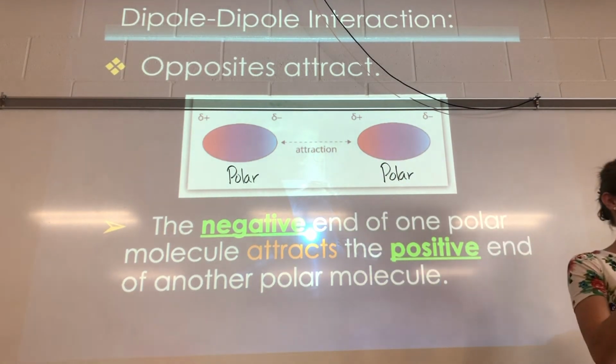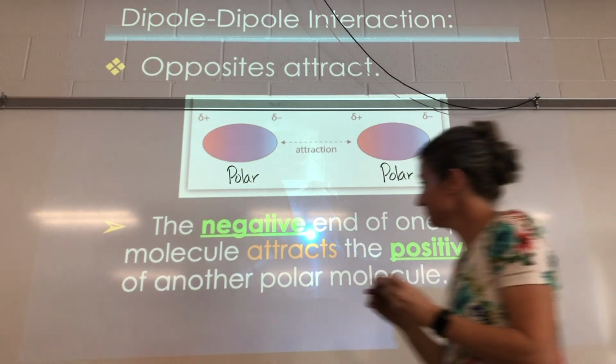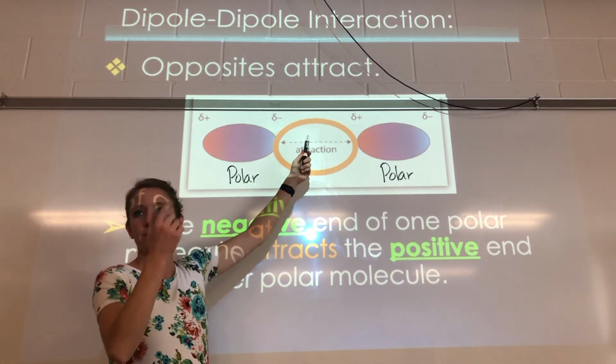So anything that is polar experiences this dipole-dipole force. So the negative end of one gets attracted to the positive end of the other. Once again, keep in mind, this is the force we're talking about, the force between.